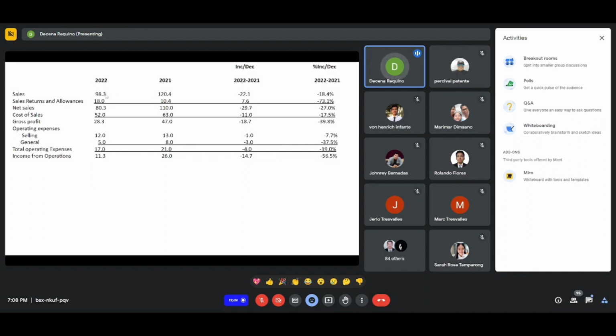So ito, difference ng 98.3 less 120.4. So may decrease na 22.1. Pag kinuha mo yung percentage increase-decrease, bali yung 22.1 divided by 120.4. So ganun sa horizontal analysis.